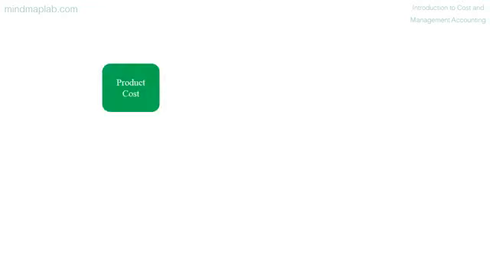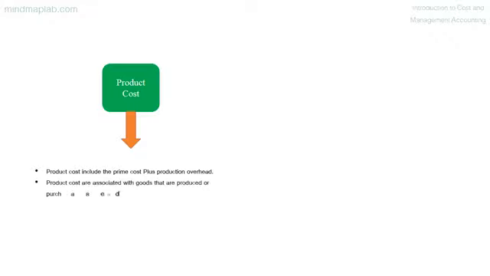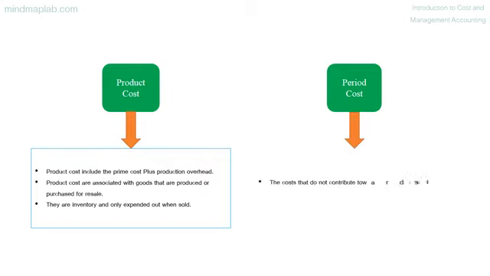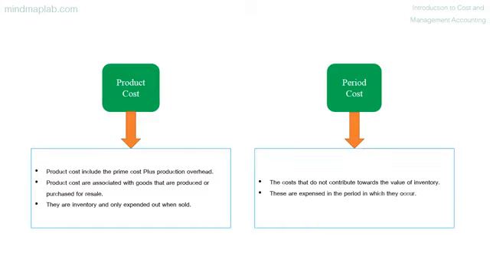Product cost and period cost. Product cost. Product cost includes the prime cost plus production overhead. Product costs are associated with goods that are produced or purchased for resale. They are inventory and only expensed out when sold. Period cost. The costs that do not contribute towards the value of inventory. These are expensed in the period in which they occur.